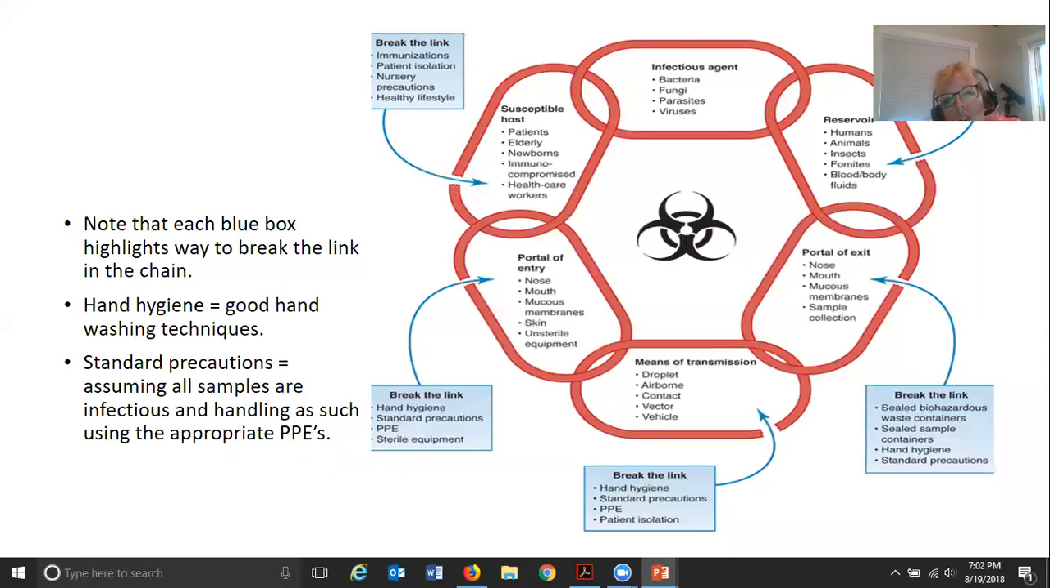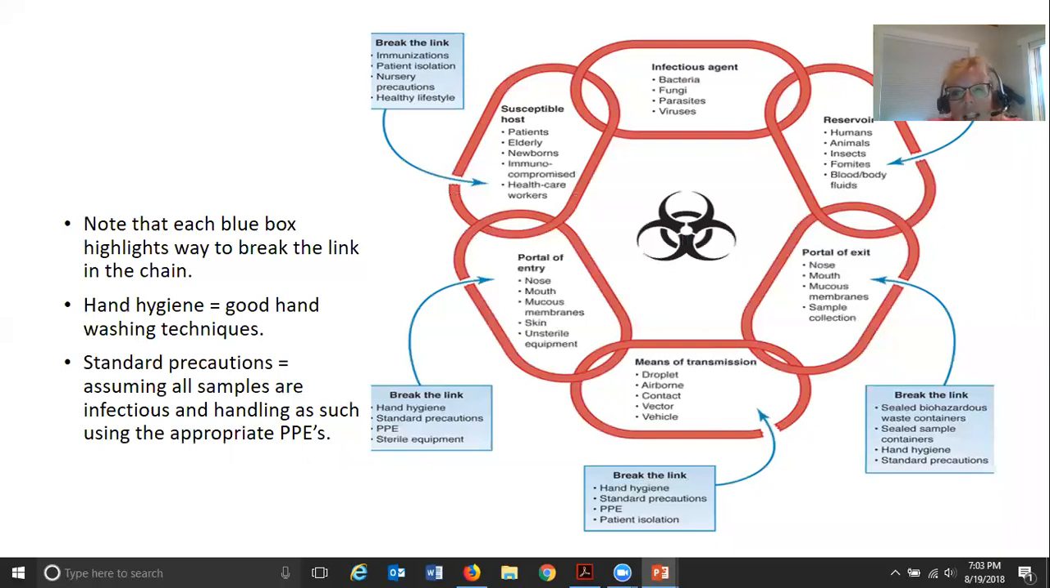We also want to make sure that we sterilize equipment properly, and every hospital has policies and procedures dealing with all of these areas. There has to be a means of transmission. So not all pathogens or infectious agents are transmitted the same way. Some may be by droplet, so sneezing, saliva. Some may be airborne. Tuberculosis, if it's in the air, can get in the respiratory tract.